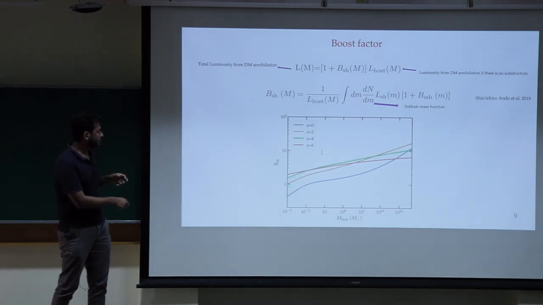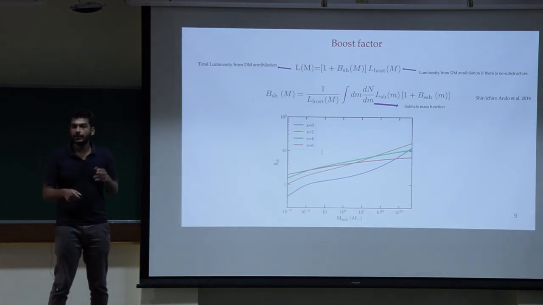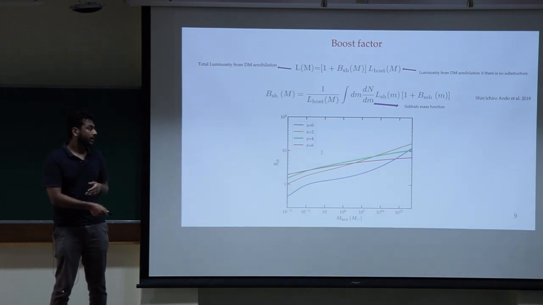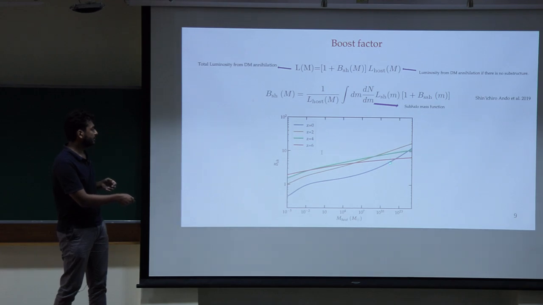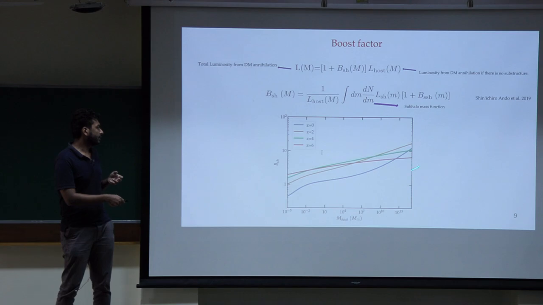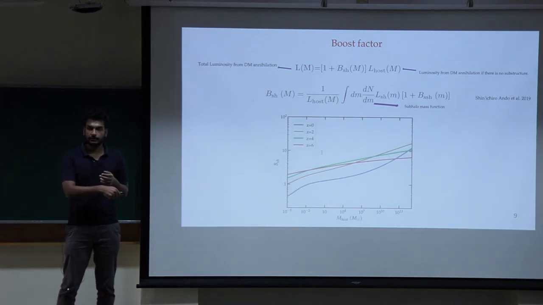So this is how this boost factor is going down for the lower masses of subhalos. Now, if we need to calculate this boost factor for, let's say, the Milky Way, so the Milky Way mass is around 10 to the power 12 solar mass, and this is the z equal to 0 line, you will get a factor of 5 to 6 boost in gamma ray flux for dark matter annihilation due to these substructures.